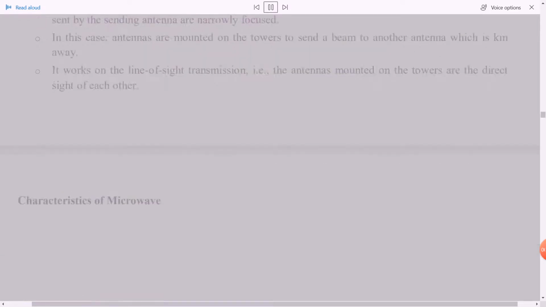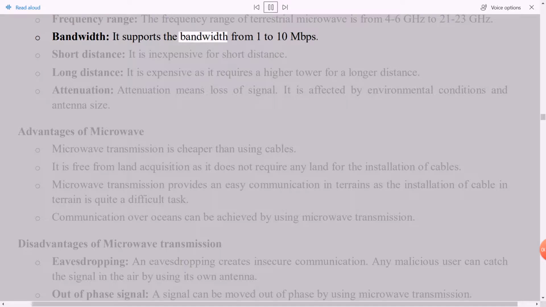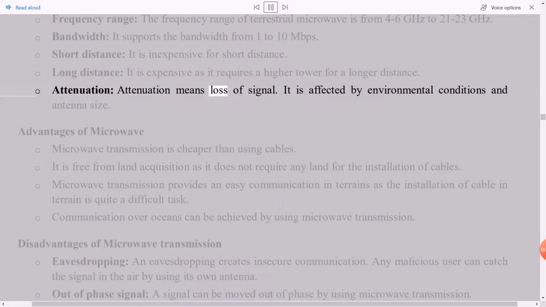Characteristics of microwave. Frequency range: the frequency range of terrestrial microwave is from 4 to 6 GHz to 21 to 23 GHz. Bandwidth: it supports the bandwidth from 1 to 10 megabits per second. Short distance: it is inexpensive for short distance. Long distance: it is expensive as it requires a higher tower for a longer distance. Attenuation: attenuation means loss of signal. It is affected by environmental conditions and antenna size.